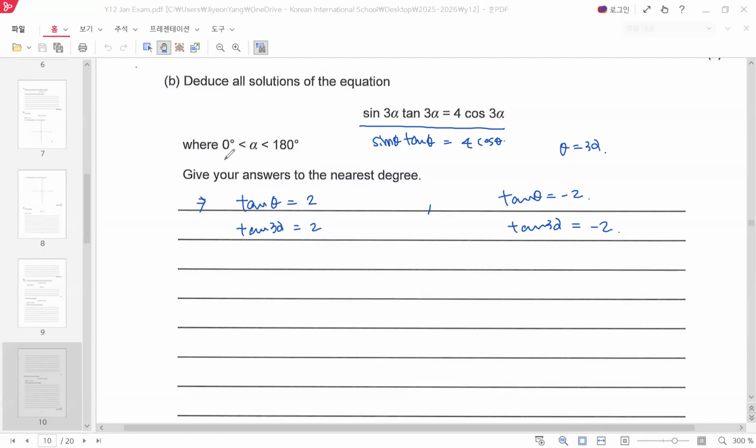Then, since the range of alpha is between 0 and 180, it means that 3 alpha should be multiplied by 3. So 0 to 540 degrees. Do you understand? 540 degrees. So let's say theta equals, choose this one as theta. Theta is 0 to 540 degrees.